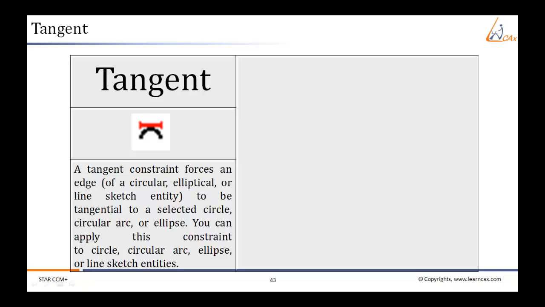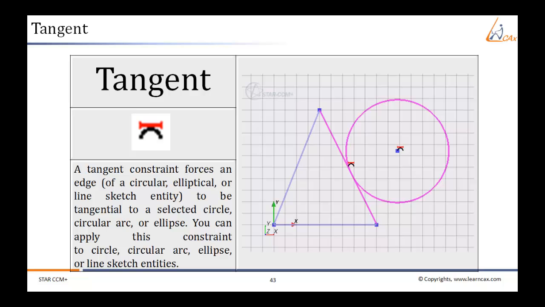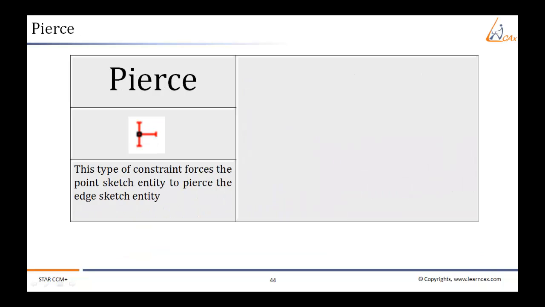The next constraint tool is the tangent constraint. This constraint forces a sketch entity to be tangent to a circle or arc or ellipse. The entities that can be included in this constraint are circle, arc, ellipse, and line entities. As shown in this figure, we have made a circle and a triangle edge tangent to each other. The next tool for constraints that we are going to discuss is the pierce tool. This type of constraint tool forces the point to pierce the edge as shown in the figure.